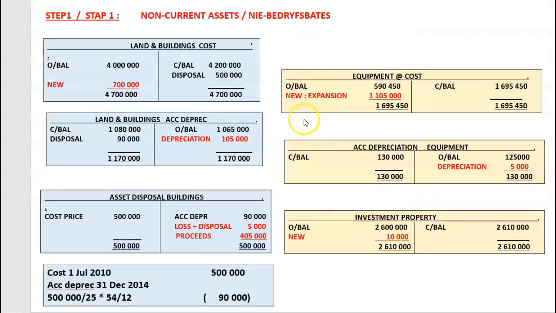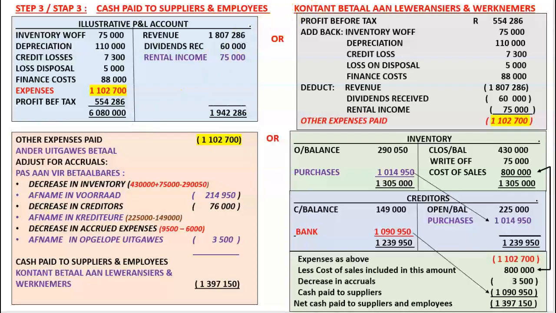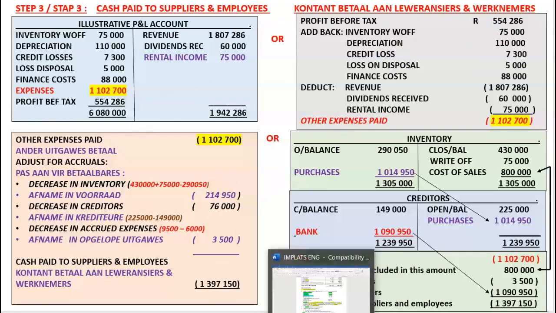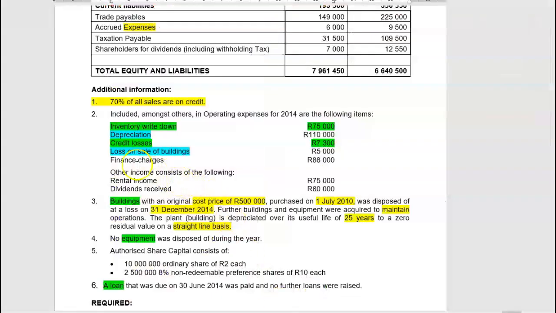So let's see whether we have all the non-cash flow items now. We have the inventory write-off, we have the depreciation, we have the credit losses, we have the loss on disposal. Great. Now we have to adjust it for separately disclosable items. I have to add back my finance charges to my profit to eliminate that. We're going to treat rental income as a separately disclosable item, so that has increased my profit, and in any event you have to deduct it here.